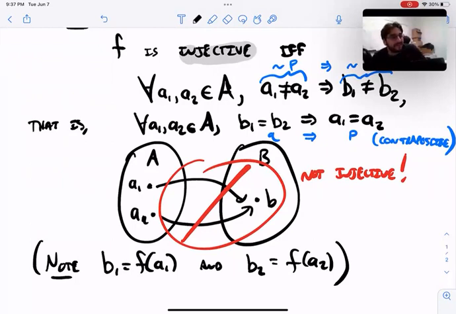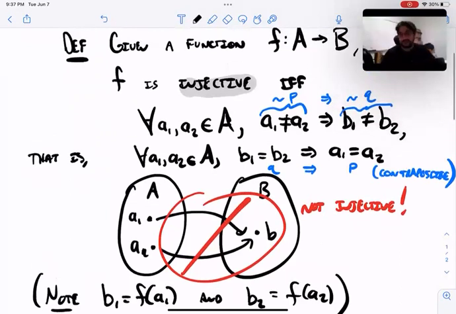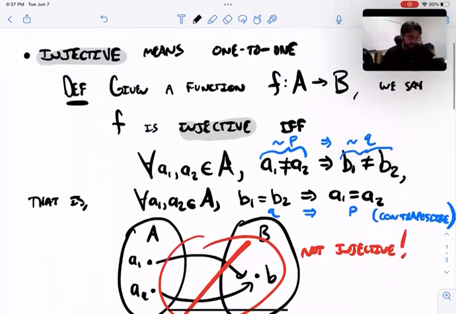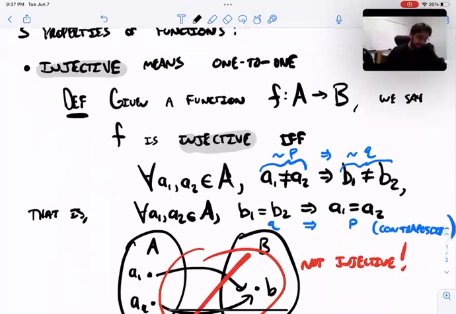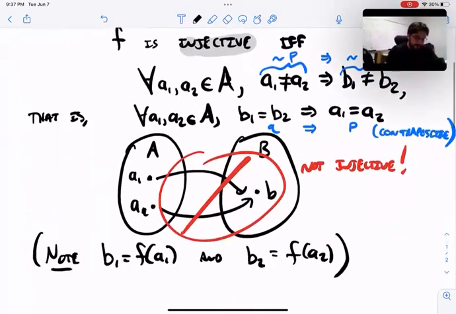But there's another way to say that, which is to say, how do you say it in the contrapositive? You can say that if two outputs are the same, if B1 equals B2, right, then the elements they came from must have been the same. A1 must have equaled A2. That the same outputs could not have come from different inputs. They had to come from the same input, right? So two ways of writing the same definition. Either of these means f is injective. So that's one important property of a function, is the idea of being injective.